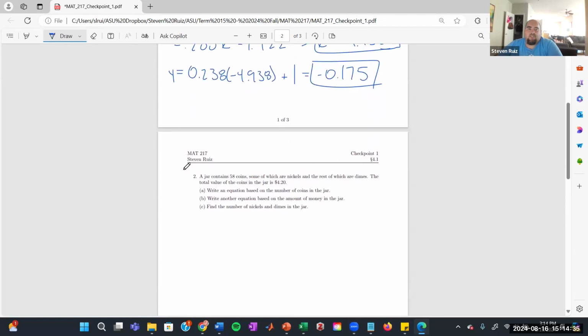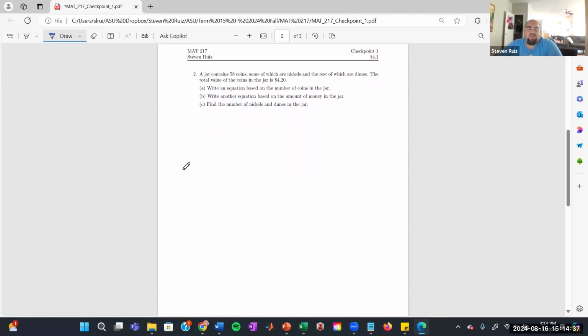So this is a little trickier. I'm going to have to come up with my own equations. So I have a jar that has 58 coins in it, some of which are nickels, some of which are dimes. The total value of the coins in the jar is $4.20. So before we write equations, we should probably think about what the variables should be. I like to think about this a couple ways. What do we not know? And what would we like to know? And hopefully those are the same thing.